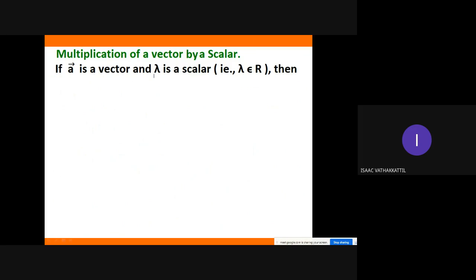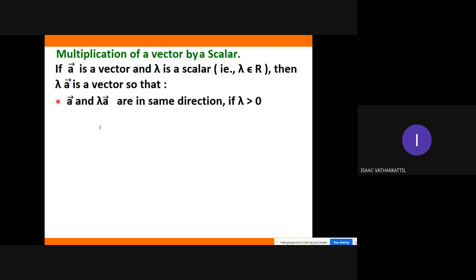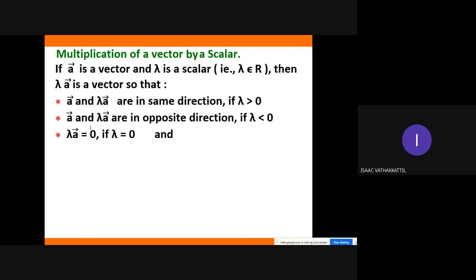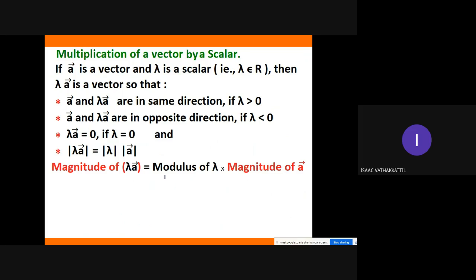Multiplication of a vector by a scalar. If A is a vector and lambda is a scalar, then lambda A is a vector. Lambda and lambda A are in the same direction if lambda is more than 0, and in opposite direction if lambda is less than 0. Remember this point. Lambda A will be the 0 vector if lambda is 0. The magnitude of lambda A is modulus of lambda into magnitude of A.